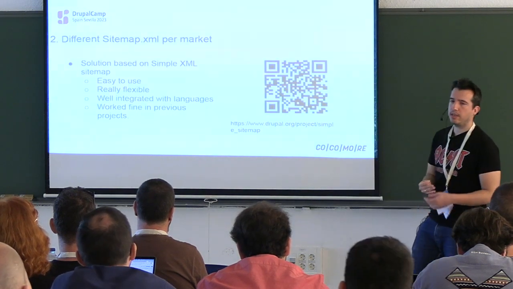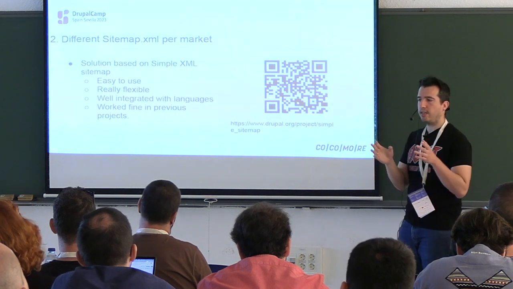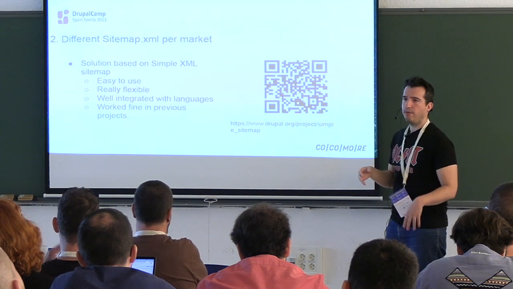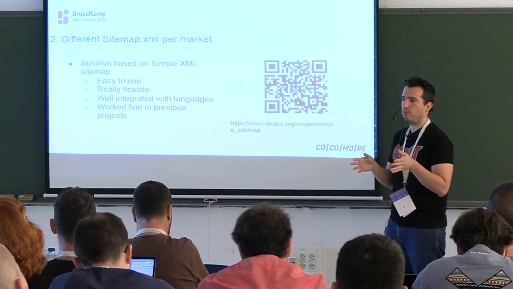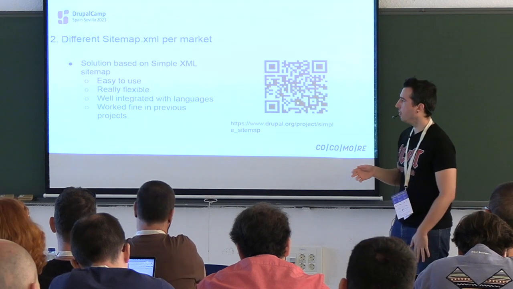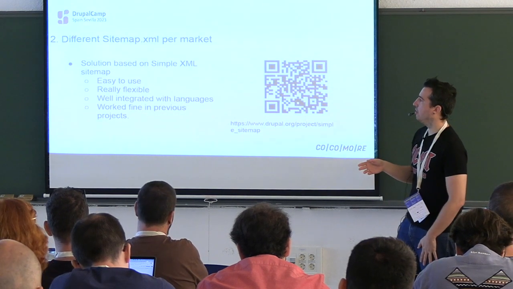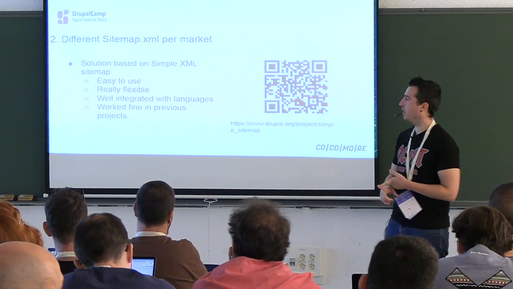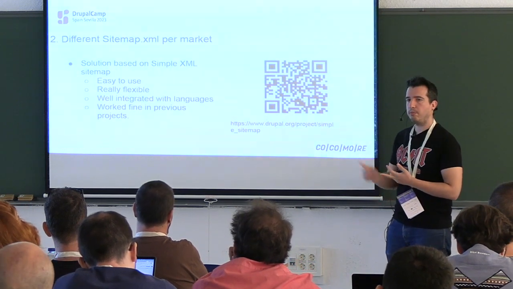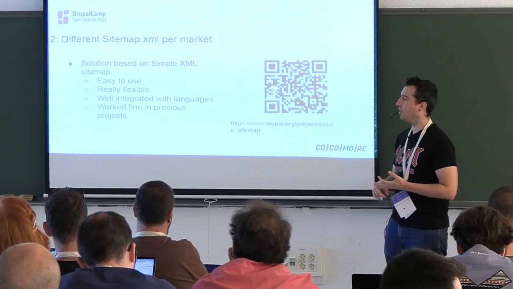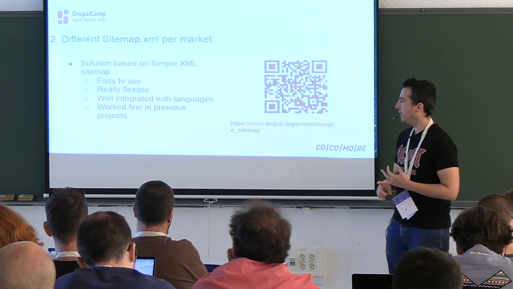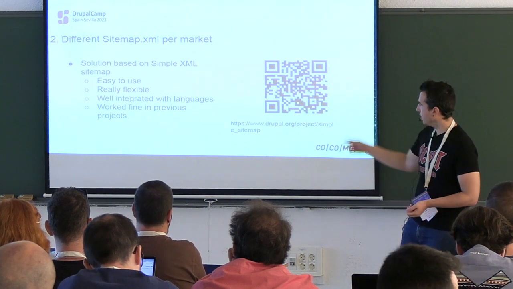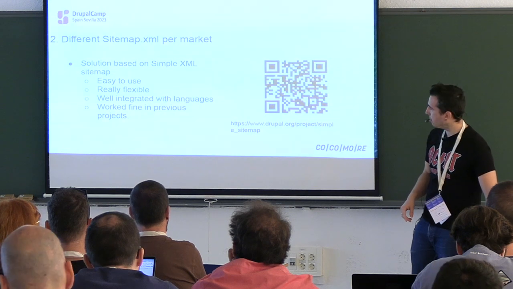So the next topic is having different sitemap XML per market. So you have, again, your same site, but you want to display only links for the market on which you are, right? So we base the solution on simple XML sitemap. Why? Because it's really easy to use, really flexible, we will see why, and it is really well integrated with languages. And also we have experience with it, so, right? So here you have the URL to the module.